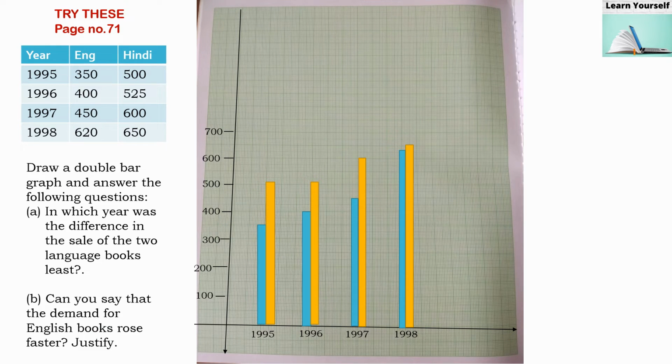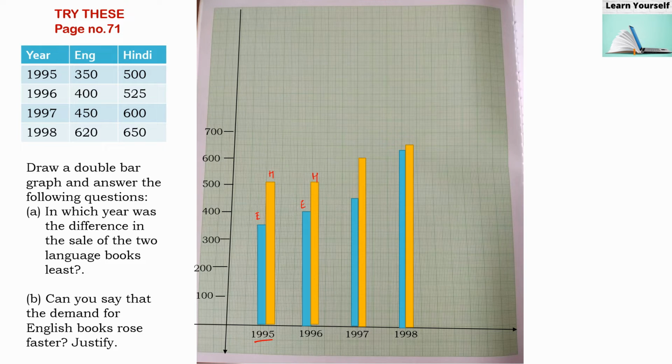Now I have taken two different colors. This is for English, this is for Hindi, for the year 1995. Same for 96, 97, 98. When you are drawing this kind of bar graph in your notebook, one bar you can make a little shady with your pencil, so it will be different compared to the other bars.